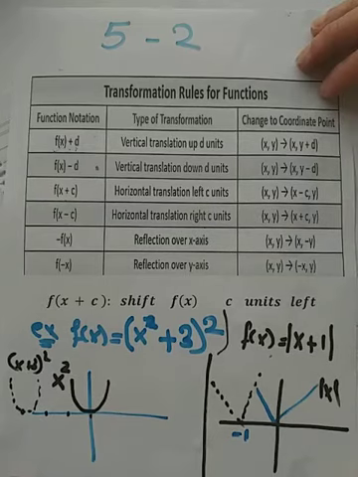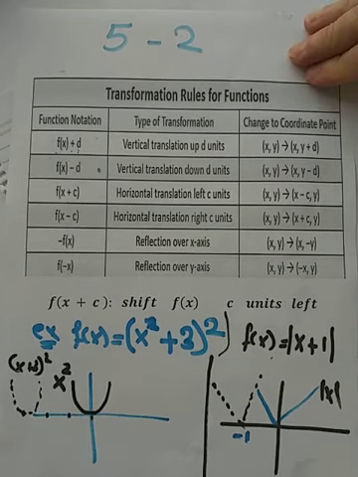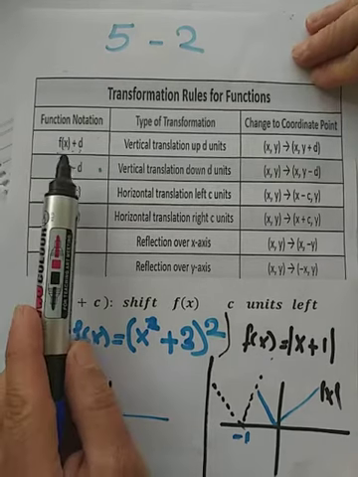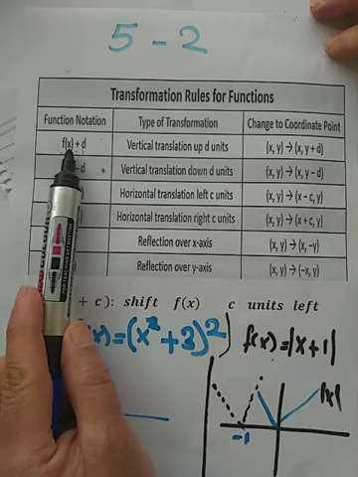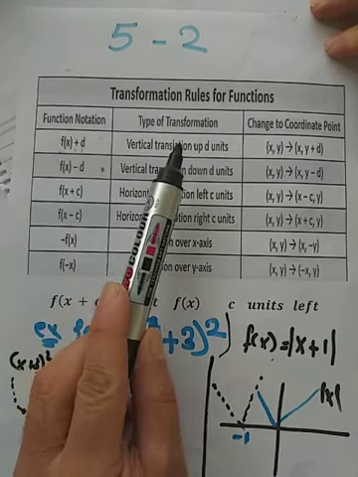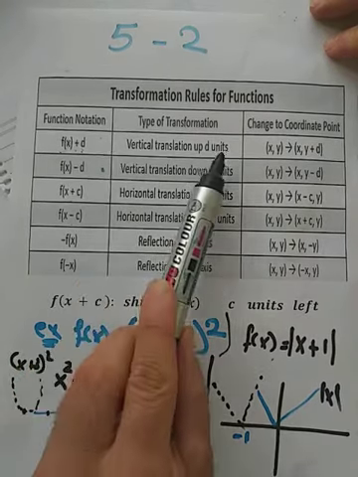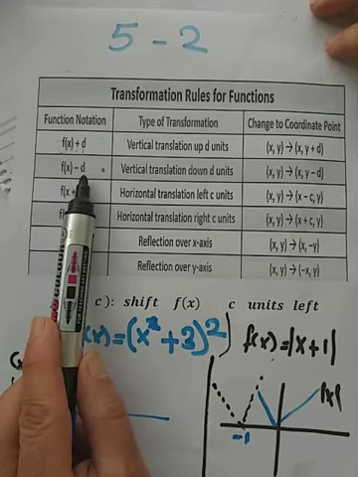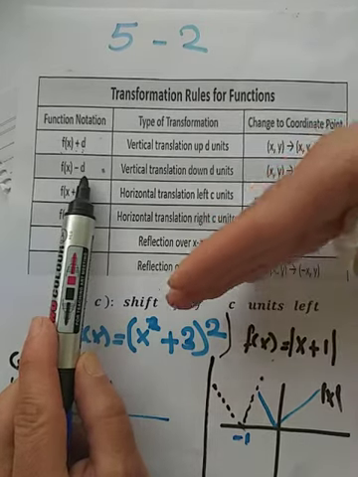My dear students, in the previous lecture we talked about transformation rules for functions. If we have a number outside the bracket, it is a vertical shift. Up if you have d units, f of x plus d. And f of x minus d, we go down. We shift the graph down.